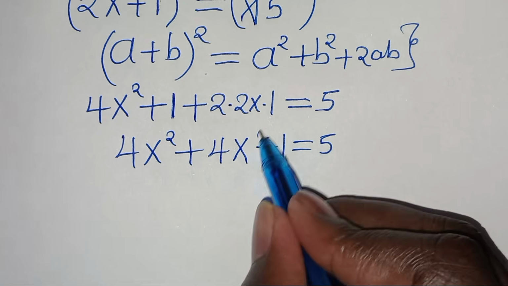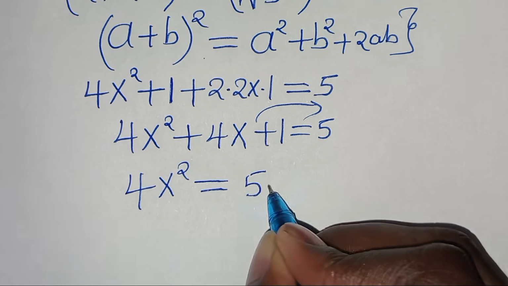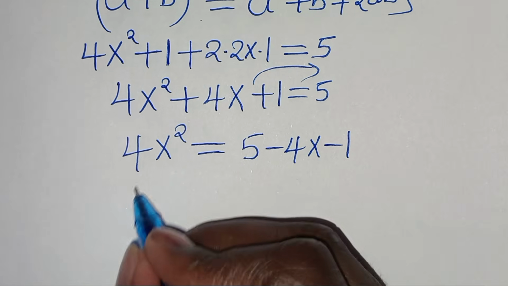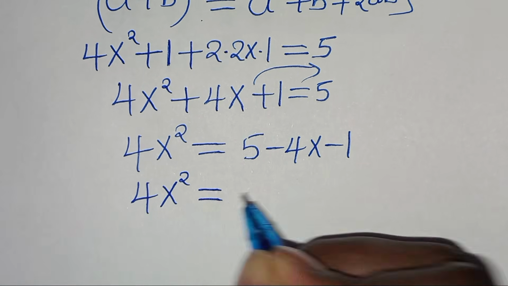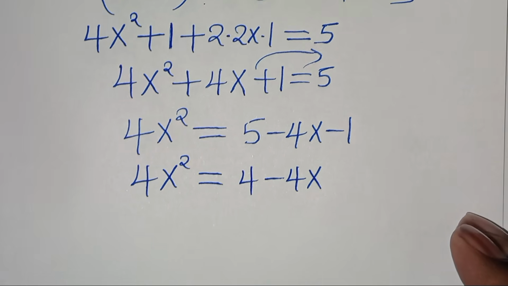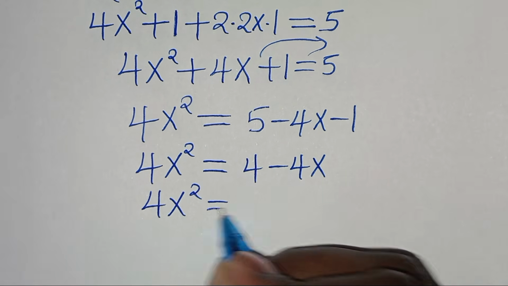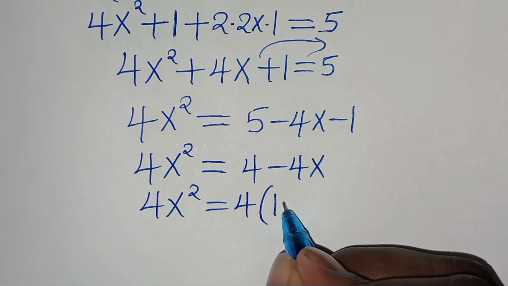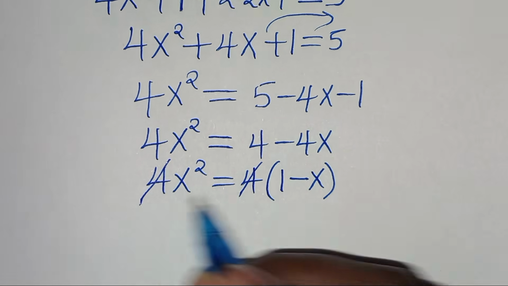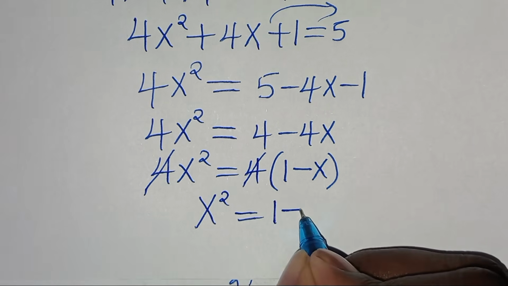Now let's take 4x plus 1 to the right hand side so that we have 4x squared equal to 5 minus 4x minus 1. So this implies 4x squared is equal to 5 minus 1, which is 4, minus 4x. We have that 4 is common here, so we can factor out 4 in parentheses, which gives 1 minus x. So 4 and 4 simplify, and we have x to the power of 2 equal to 1 minus x.